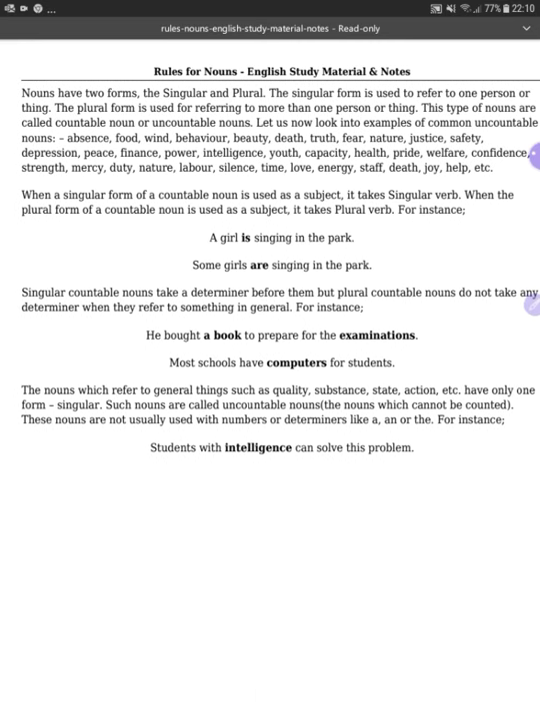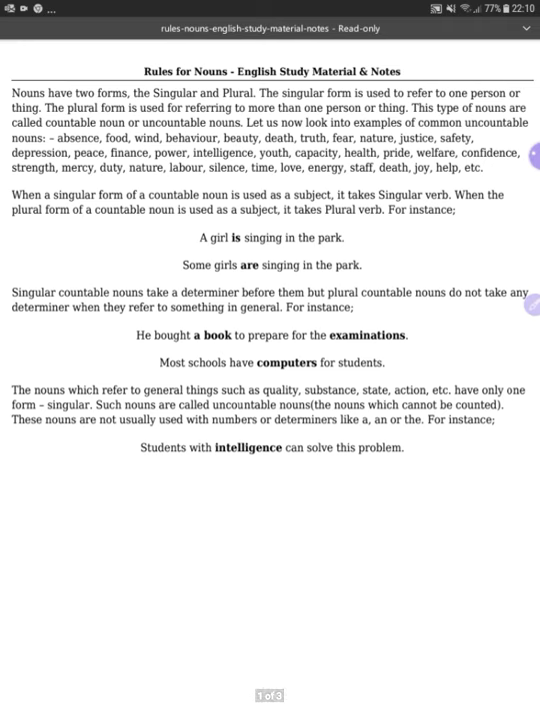This type of nouns are called countable noun or uncountable noun. So when you see what is a singular noun and what is a plural noun, you can easily categorize those nouns which come in the category of singular and which come in the category of plural. If it is coming in the category of singular, it will be called a countable noun, and if it is coming in the category of plural, then it will be called an uncountable noun.